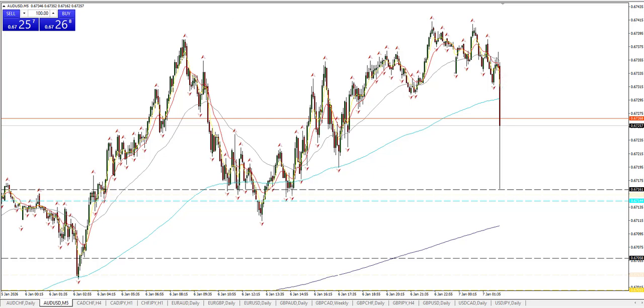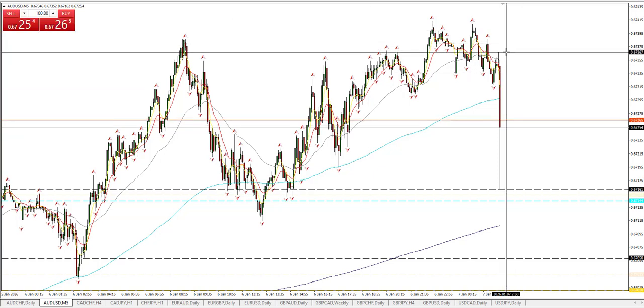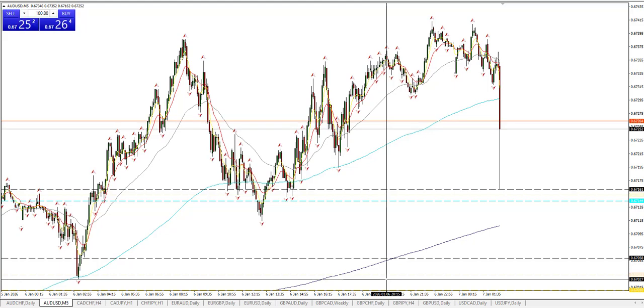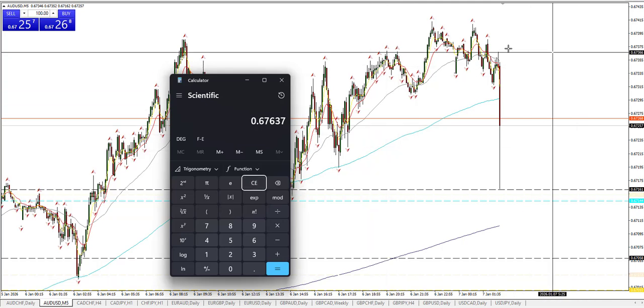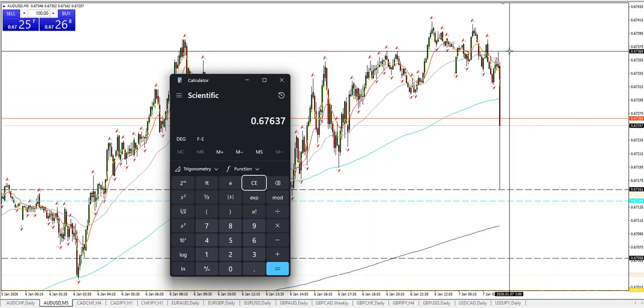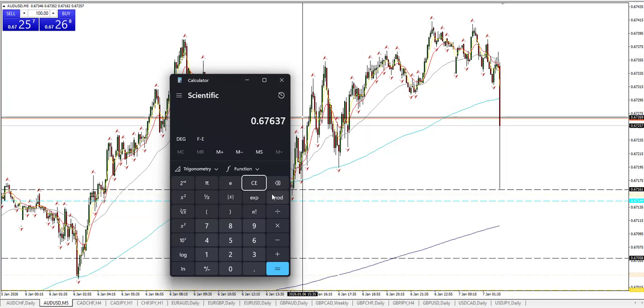Let me just kind of ballpark it. So 67367 is the first fractal. So 67637, I think that's what I said. Yeah, 67367. Okay.